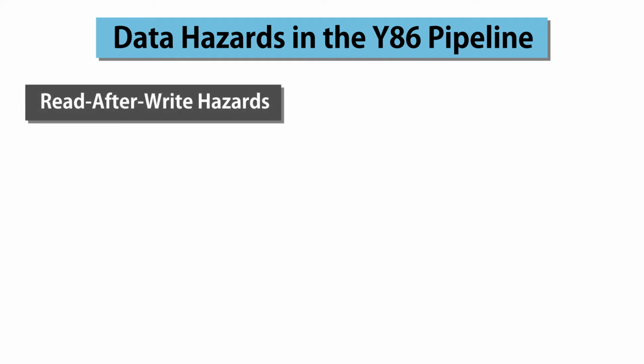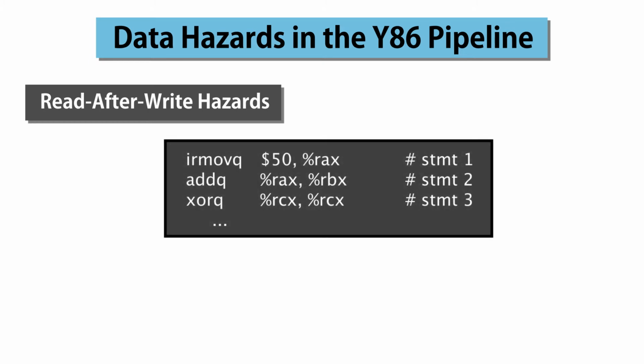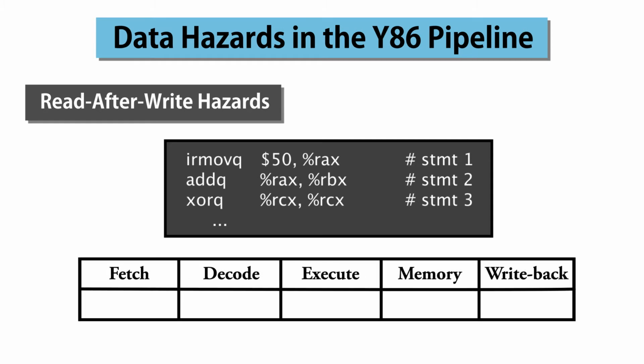Pipelining a machine introduces some challenges. Consider the fragment of Y86 code shown here. In a sequential implementation of the Y86, this code would not cause any issues. Each instruction would run to completion before the next instruction is fetched. So the state would be completely updated with all of the effects of the instruction before execution of the next instruction begins. But now suppose we have a pipelined implementation of the Y86 with the 5 stages we've discussed.